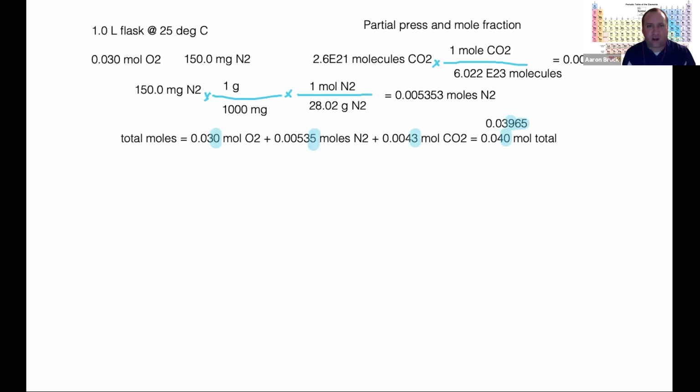To figure out the mole fractions, we would need to use our mole fraction formula. Mole fraction of oxygen is equal to the moles of oxygen, 0.030, divided by the moles total, 0.040. 0.03 divided by 0.04 would be 0.75 as the mole fraction.